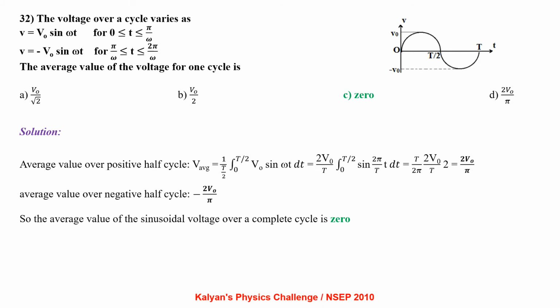The average value over the positive half cycle, V average, equals 1 by the length of the cycle, that is T by 2, integral 0 to T by 2 of V0 sin omega t dt. That comes out to be 2V0 by T, integral 0 to T by 2 of sin (2 pi by T) t dt, which upon simplification comes out to be 2V0 by pi. The average value over the negative half cycle will be minus 2V0 by pi. So over a complete cycle, the average value comes out to be 0.